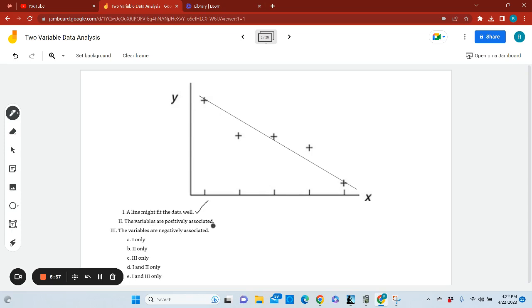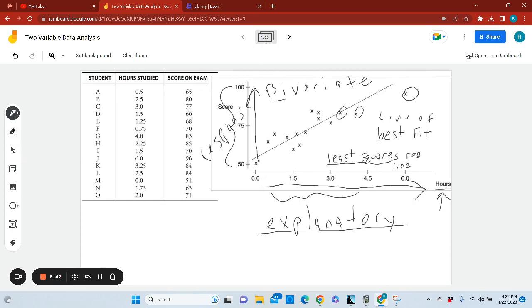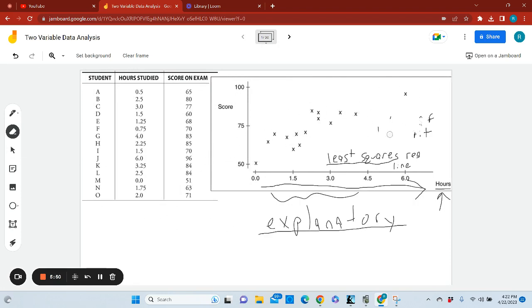Statement 2 says the variables are positively associated. Now remember, like I said in the last slide, and let me try and clean some of this writing up here, but positively associated variables mean that you're going to see an upward sloping pattern, right?